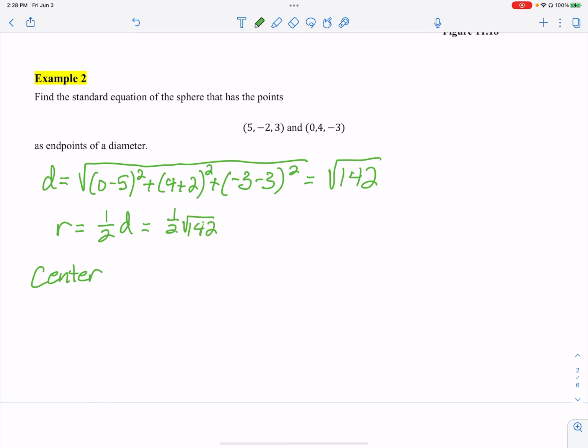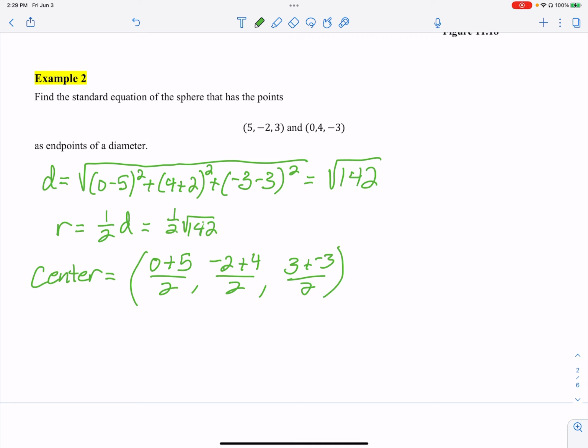So for the center, I average my x's, 0 plus 5 over 2, negative 2 plus 4 over 2, and 3 plus negative 3 over 2. All right, so that means the center is 5 over 2, 1, 0. So now I just plug everything into my formula, and I am done.